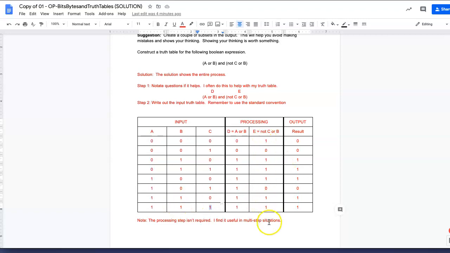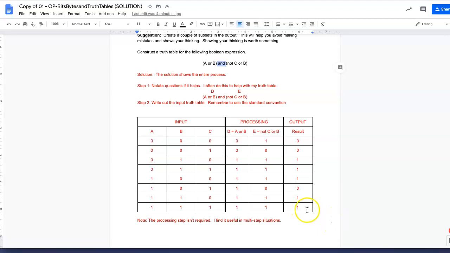And so now we have the second column. And we see that we AND D and E. So 0 and 1 is 0. 0 and 0 becomes 0. 1 and 1 becomes 1. 1 and 1 becomes 1. 1 and 1 becomes 1. 1 and 0 becomes 0. 1 and 1 becomes 1. 1 and 1 becomes 1.